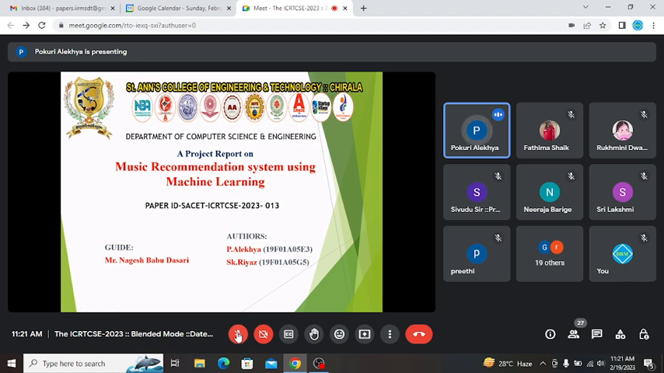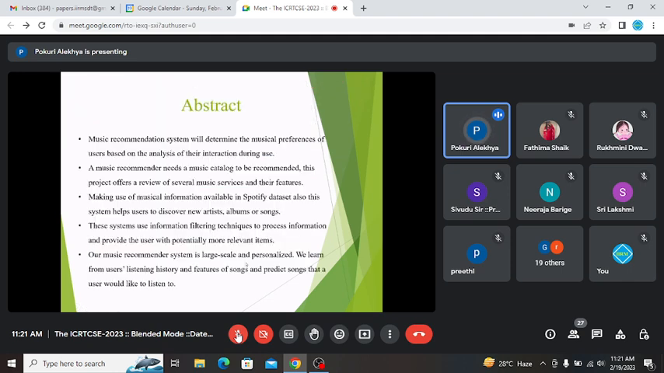Let me explain a brief about my project, sir. This is the abstract of my project. Our project is a music recommendation system, sir. The music recommendation system will determine the musical preferences of the user based on analysis and interaction over the years.